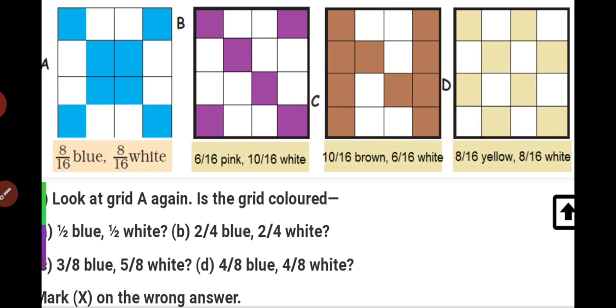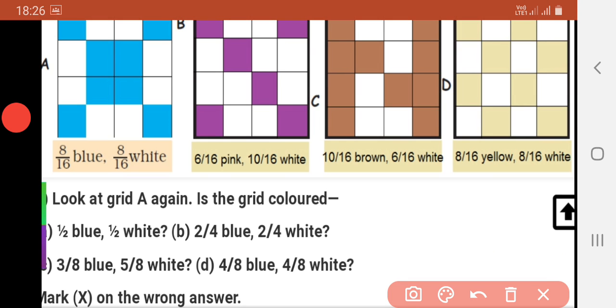Now the next question is: look at grid A again. Is the grid colored 1 upon 2 blue, 1 upon 2 white; B, 2 upon 4 blue, 2 upon 4 white; 3 upon 8 blue, 5 upon 8 white; 4 upon 8 blue, 4 upon 8 white? Mark X or cross on the wrong answer.